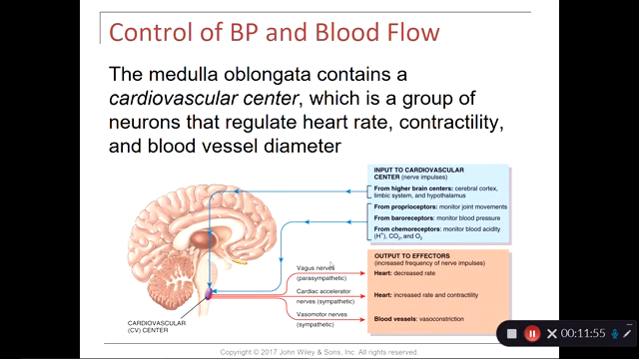Now, how do we control BP? How do we know we're going too fast or going too slow? If we go down here, we can see that the brain does a good portion of it. You've got the medulla oblongata, maybe a little bit of your hypothalamus, your cerebral cortex checking it out. But you also have those three different types of receptors.